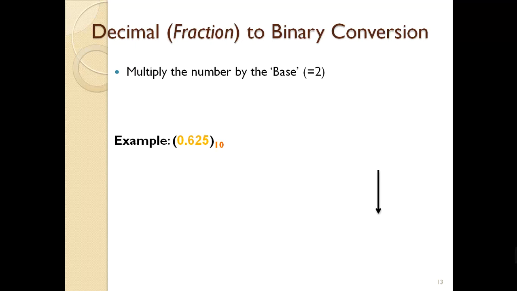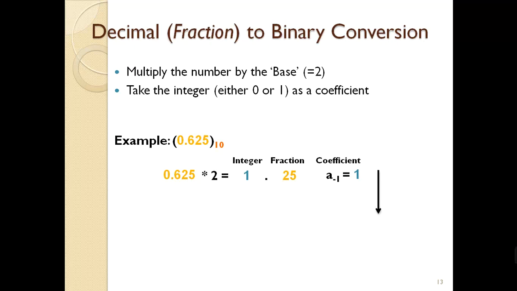There are two parts. From the left-hand side it is an integer part, and from the right-hand side 0.625 is a fractional part, which indicates a base 10 decimal number. So now take the decimal number, that is the fractional part, and multiply it by base 2. There are two portions after multiplying, integer and fractional. The integer part is directly taken as the coefficient. Take the integer part as a coefficient, so it is 2 power minus 1 equal to 1.